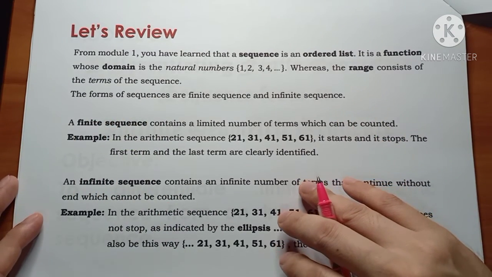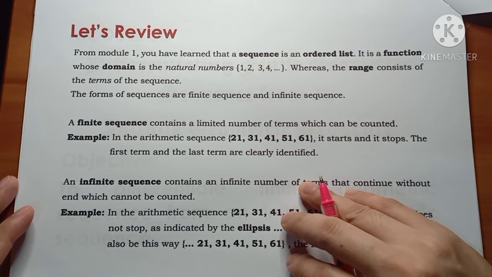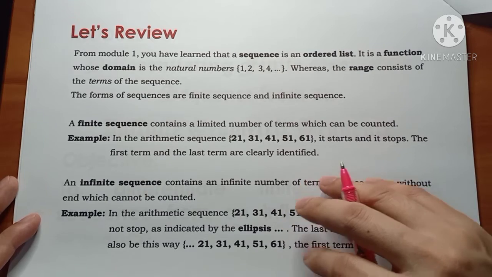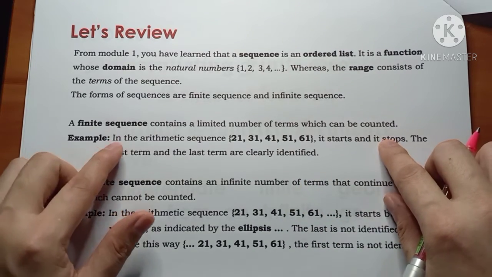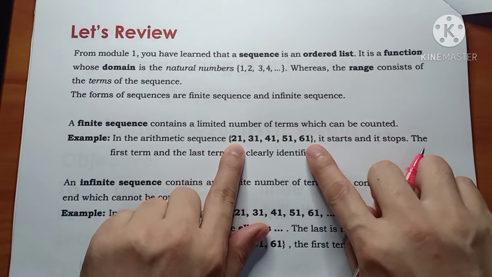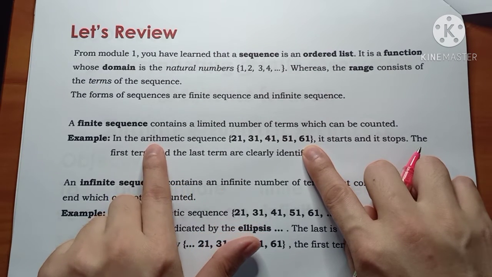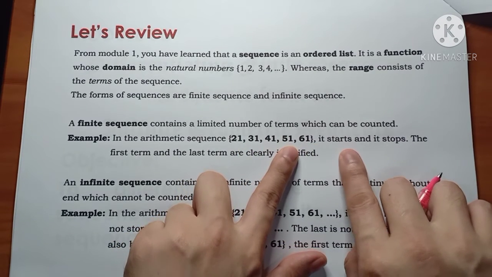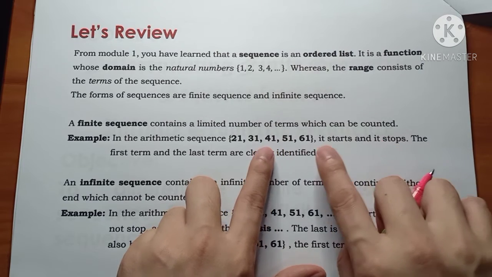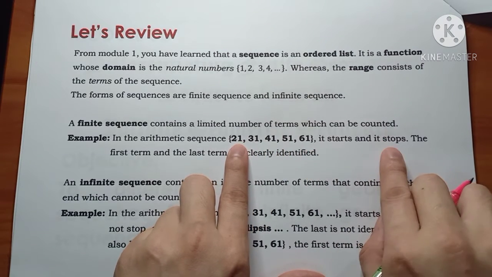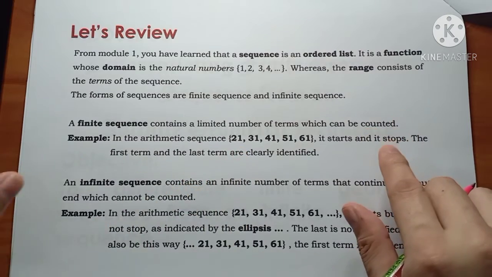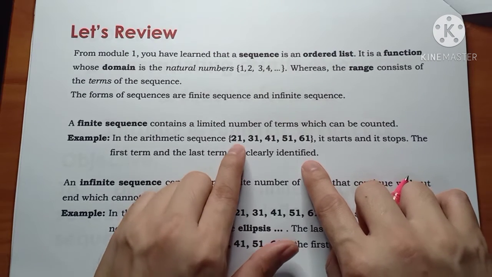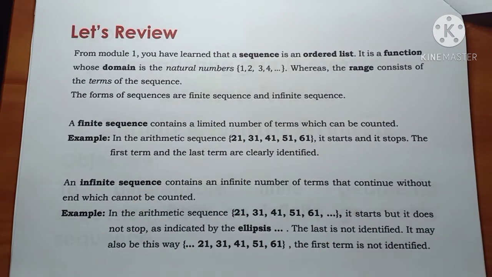The forms of the sequences are finite sequence and infinite sequence. So a finite sequence contains a limited number of terms which can be counted. So pag finite, mabibilang natin kasi meron siyang start, meron siyang katapusan, kagaya nito. Sa arithmetic sequence natin, 21, 31, 41, 51, 61, it starts and it stops. So, kung meron siyang umpisa at merong dulo at nag-stop siya, ibig sabihin that is finite sequence. So, the first term and the last term are clearly identified.